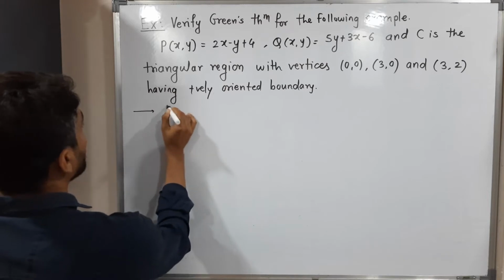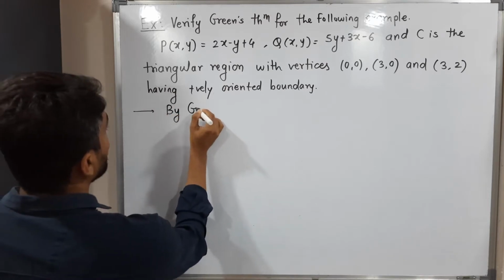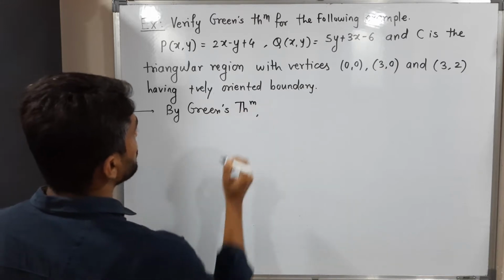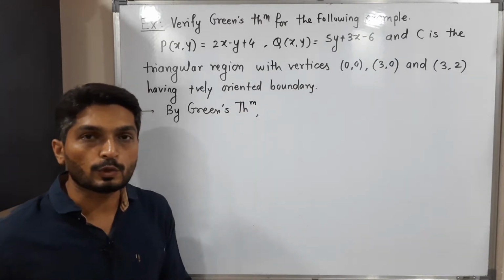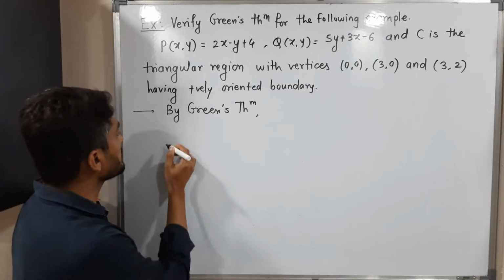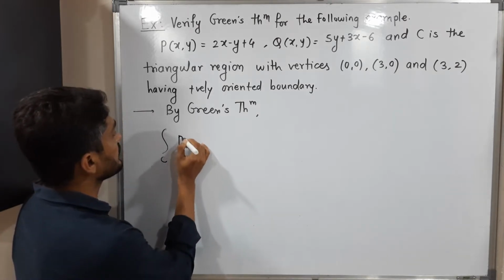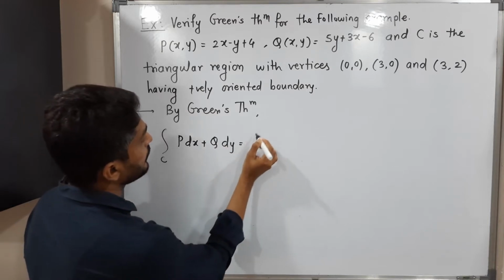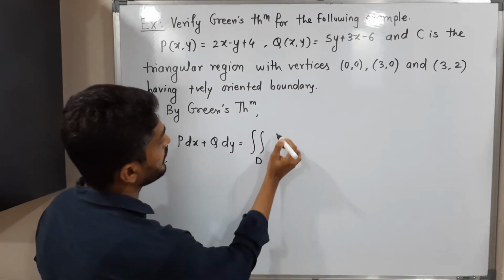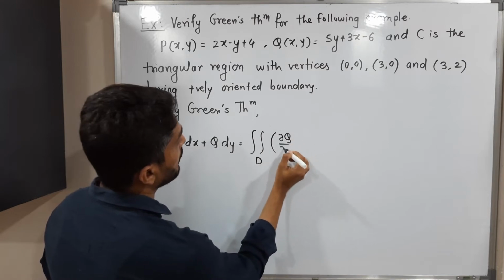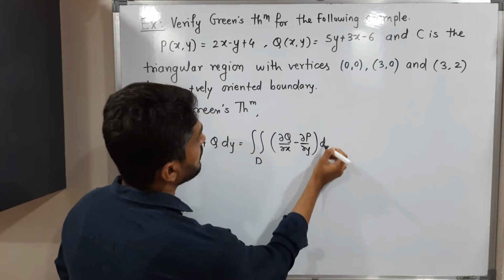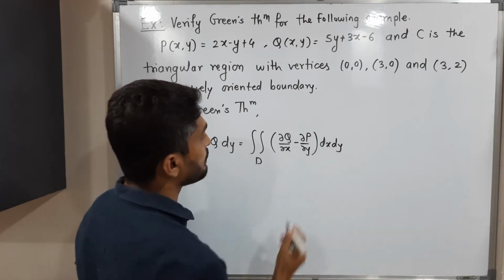So by Green's theorem, do you remember the statement of Green's theorem in previous videos? Already we have seen that the statement is integration over C of P dx plus Q dy is equal to double integration over D of del Q by del x minus del P by del y dx dy. Okay, so this is the statement of Green's theorem.